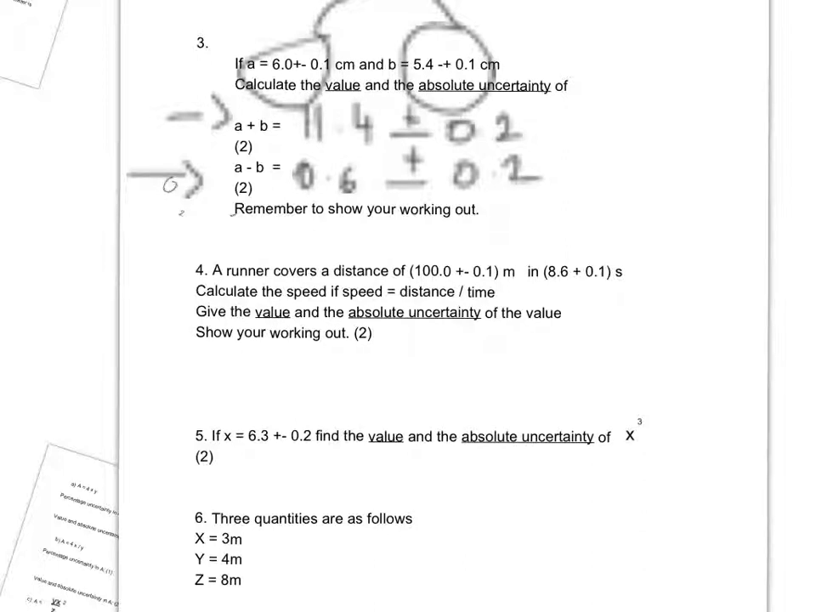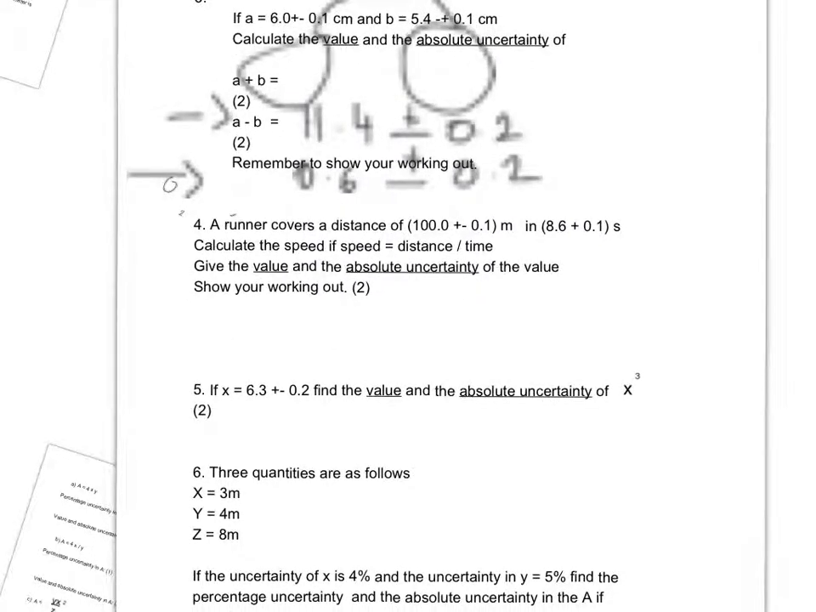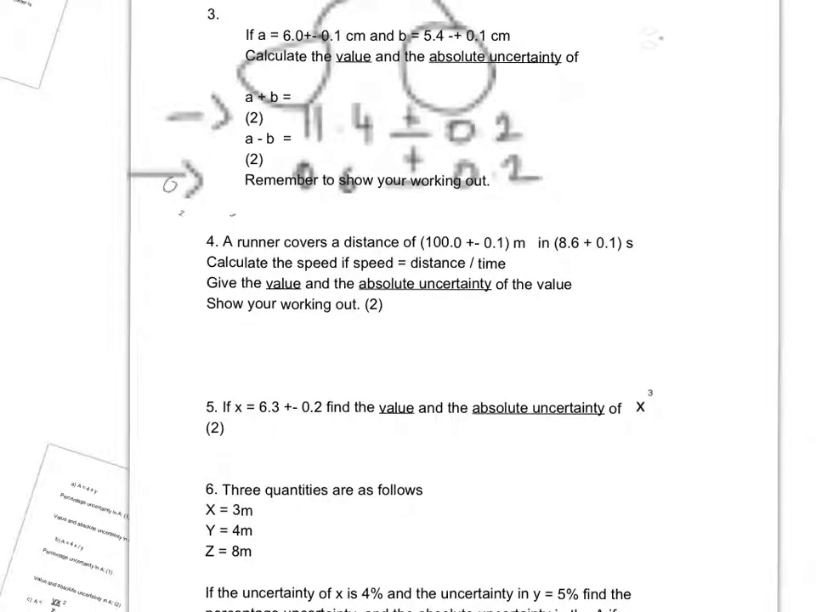Number 4, we are now starting to look at multiplication and division. As you might remember, I hope you remember, the rule is now, because you're multiplying or dividing, that you must add the percentage uncertainty or the fractional uncertainty of each term. Okay, so we're not dealing with absolute uncertainties, we're dealing with the fractional. So let me tidy this up.